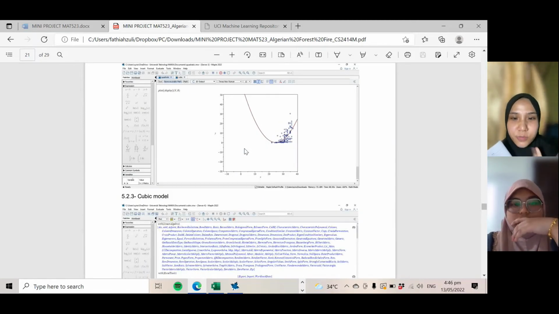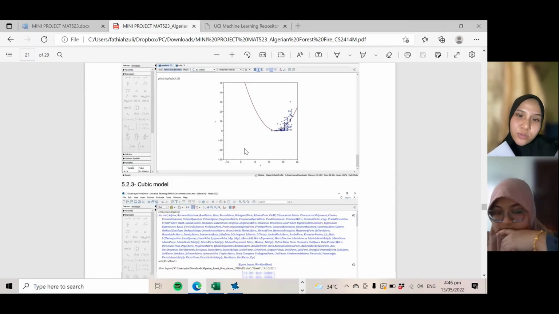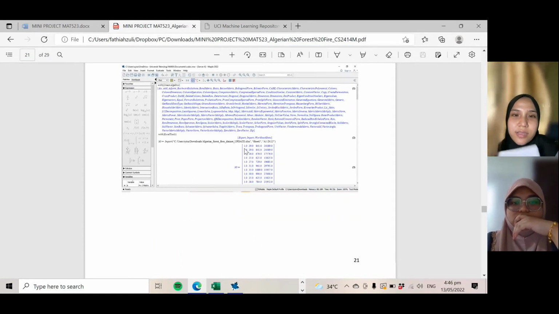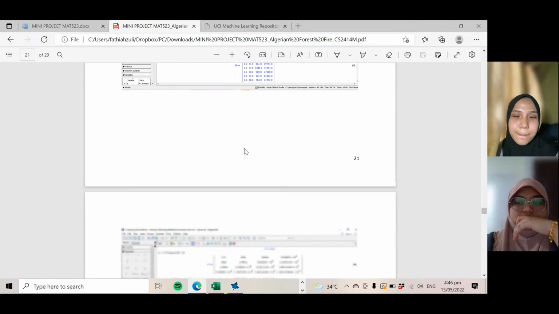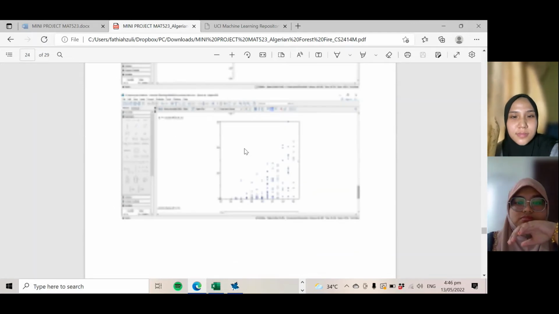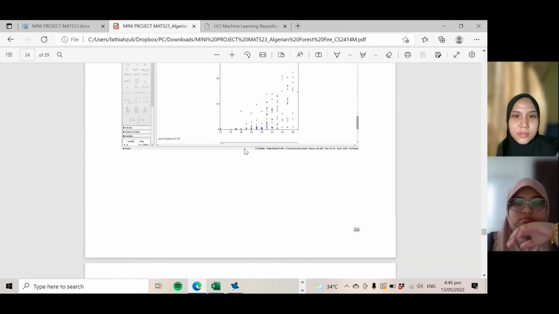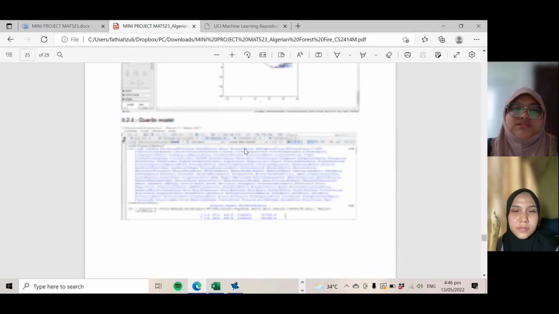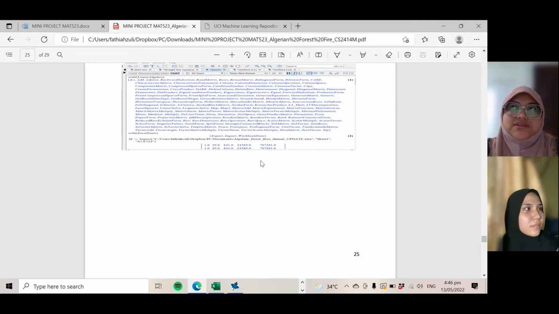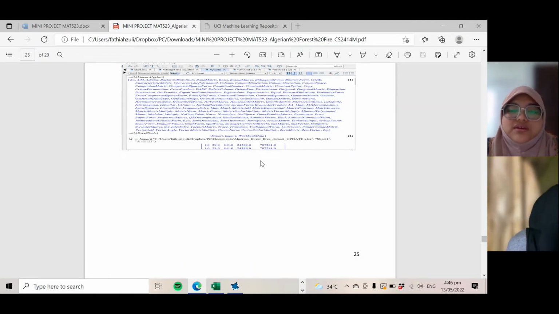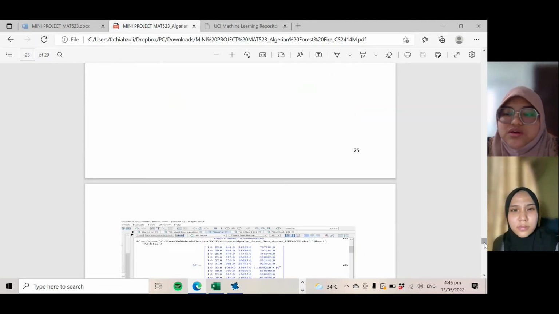Next is the cubic model. Same as the quadratic and linear models, we use the same coding. All of them are using the same coding. So we will move on to our findings, which is the implementation.